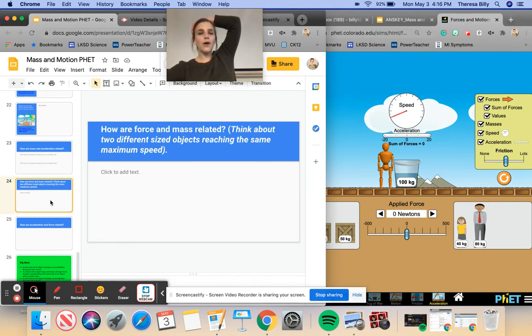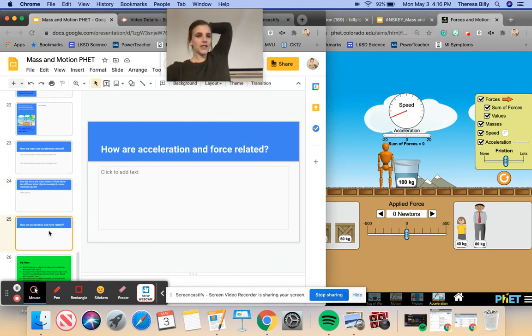Slide 24, how are force and mass related? I said in there, think about two different sized objects trying to reach the same speed. Think about me versus the kid in the shopping cart. Who's going to need more force to get to that maximum speed? And slide 25, how are acceleration and force related?